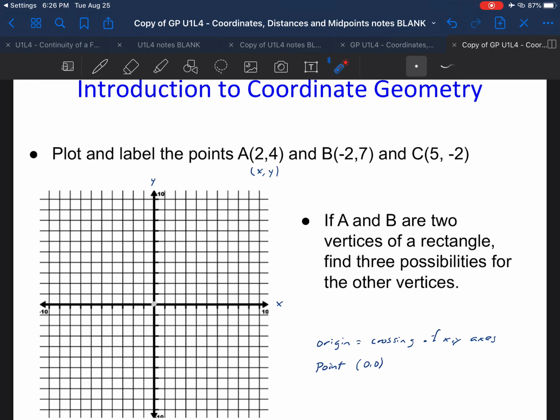The point (2, 4) means I'm going to go right 2 and up 4. So 1, 2 over, 1, 2, 3, 4 up. That's my first value, and I'm going to label that A. For point B, (-2, 7), we move to the left 2 and 7 up. So 1, 2 to the left, 1, 2, 3, 4, 5, 6, 7 up. Right there. That's the point (-2, 7), and that point is represented by the letter B. Point C is (5, -2), so over 5 and down 2. Right there, that is point C. So first part done.